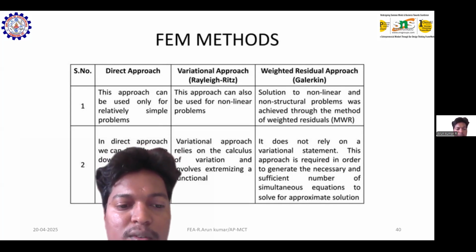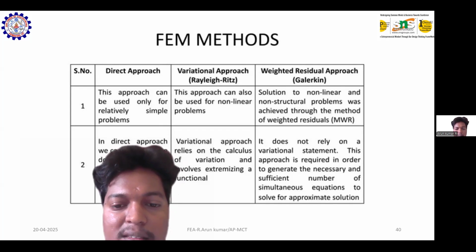In the direct approach, we can directly write down the element equation through physical reasoning. The variational approach relies on the calculus of variations and involves extremizing functionals. But the weighted residual method does not rely on a variational statement. This approach is required in order to generate the necessary and sufficient number of simultaneous equations to solve for the approximate solution.